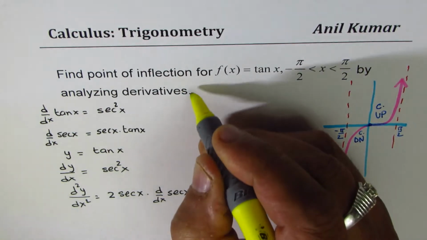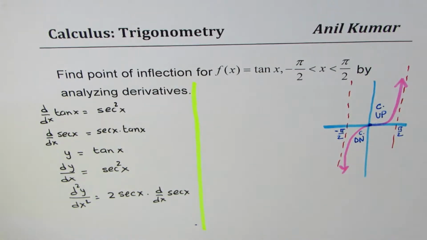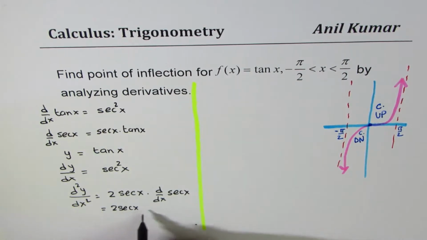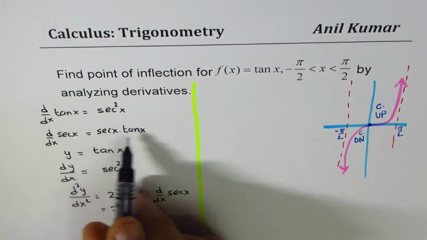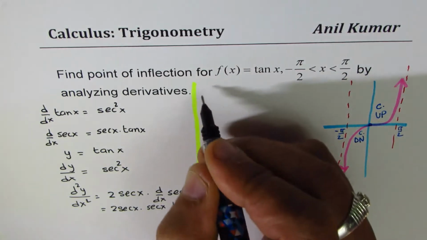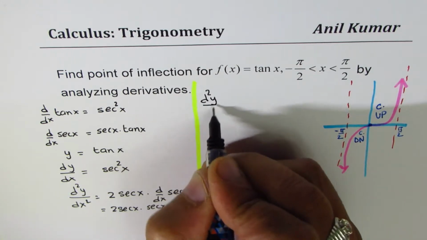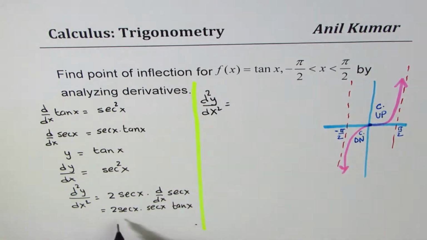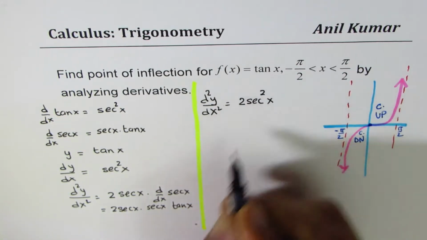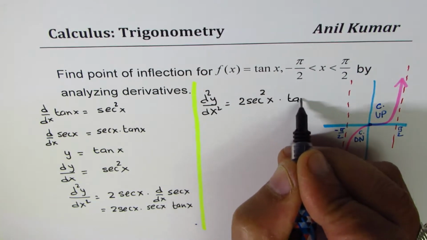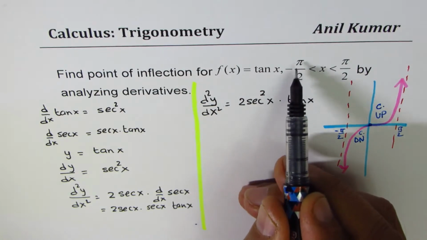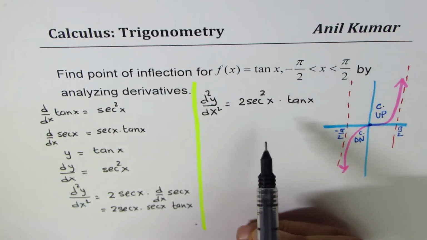Okay, so let's take it to the right side. Let me complete it here first. So it is 2 secant x times the derivative of secant x, which is secant x tan x. Okay, so the second derivative which we have is 2 secant square x tan x. We are working in the interval from minus pi by 2 to pi by 2.